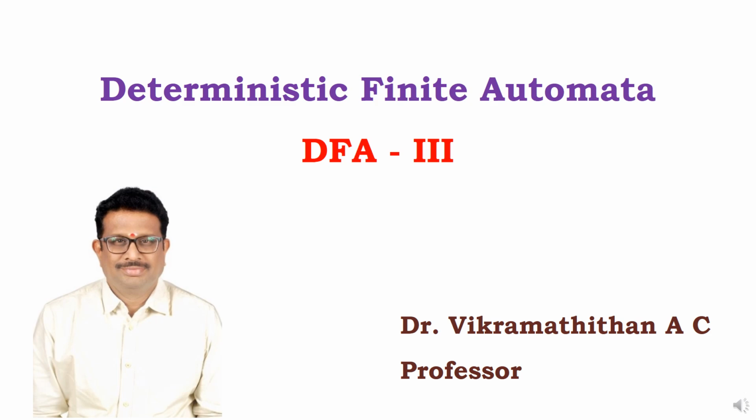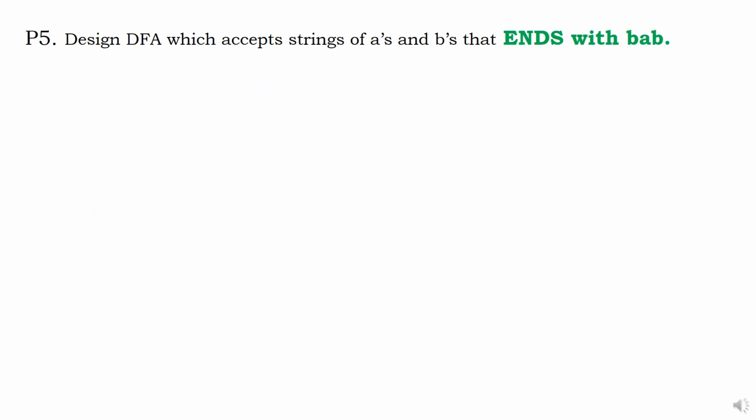Dear students, in the previous video, we discussed various DFA problems with a step-by-step procedure. We'll continue the same in this video. We have already covered 4 problems. Now we are entering the 5th problem. Design a DFA which accepts strings of A's and B's that ends with BAB.